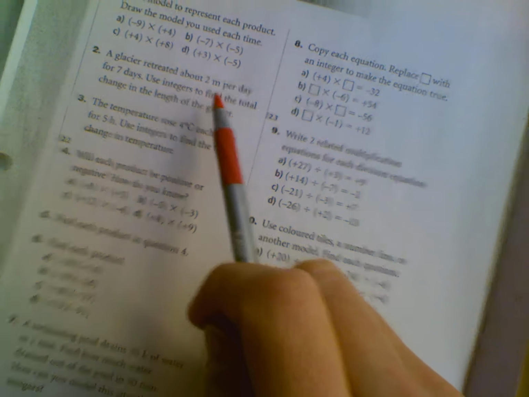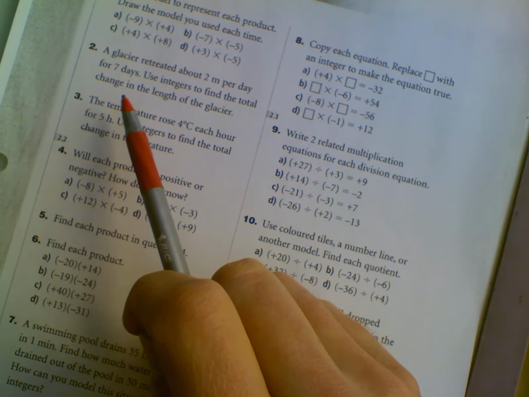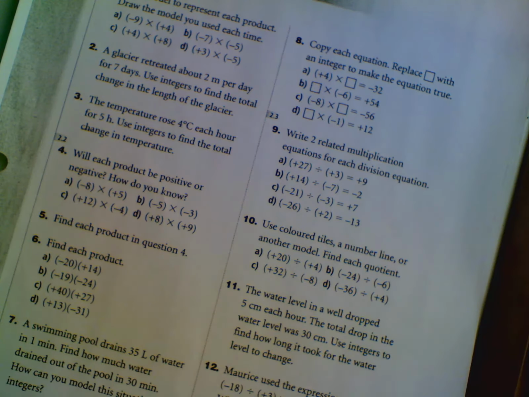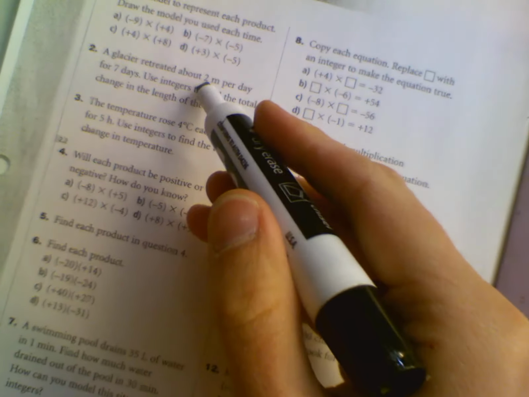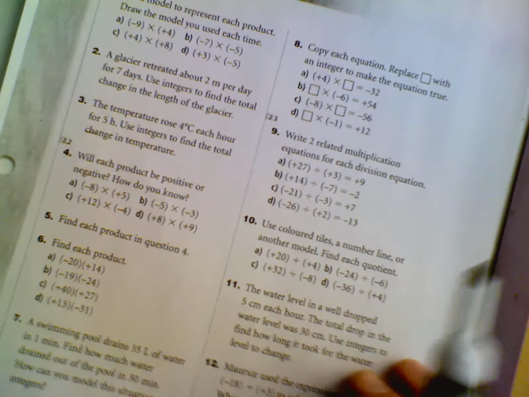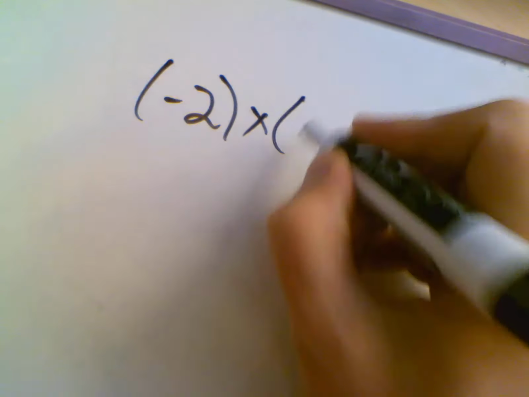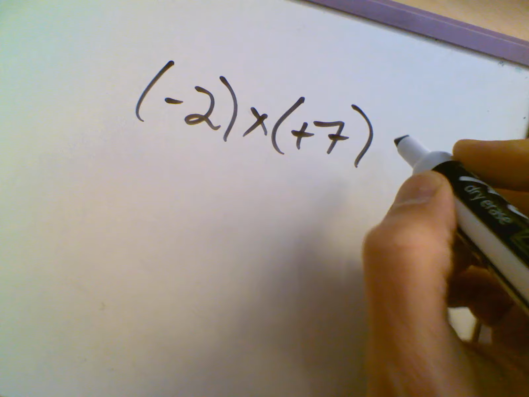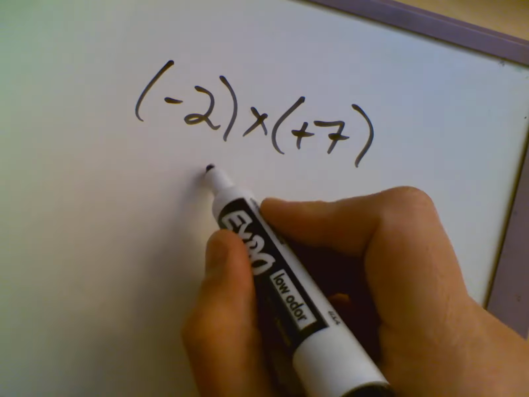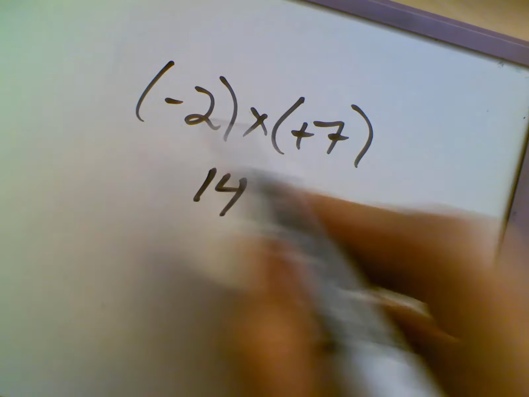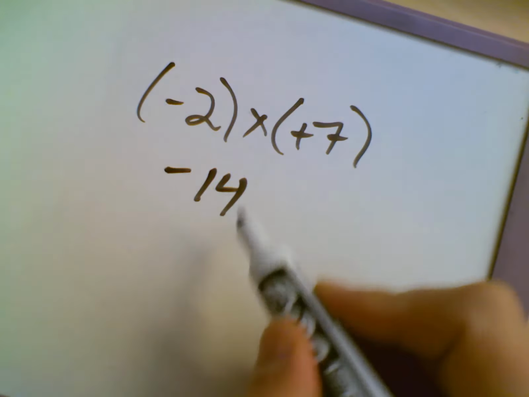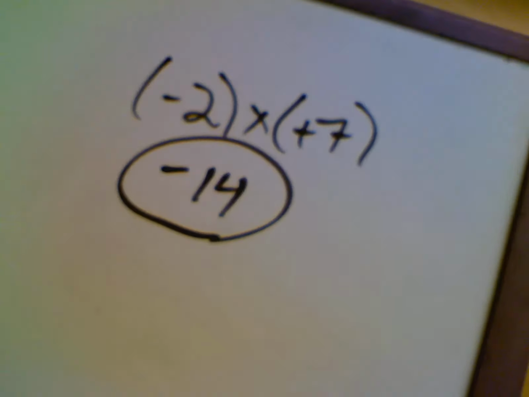A glacier retreated 2 meters per day for 7 days. Use integers to find the total length of the glacier. I'm just going to do the symbolic of this. If a glacier retreated, that must be negative 2 times positive 7 days. 2 times 7 is 14. A negative times a positive always ends up in a negative number.